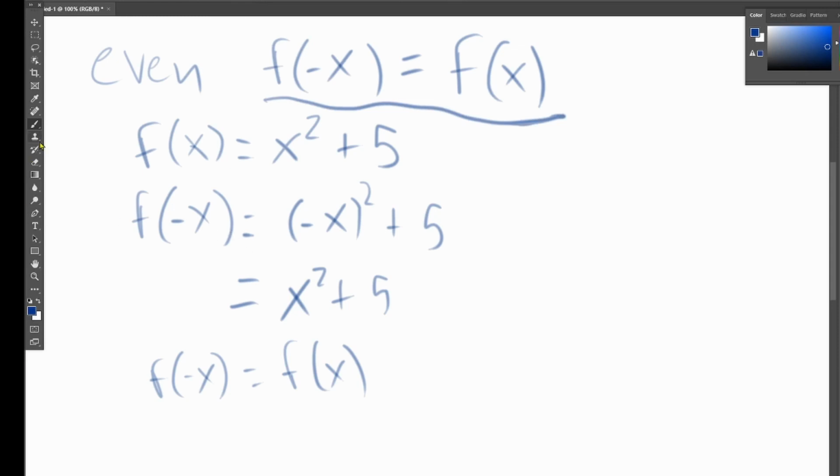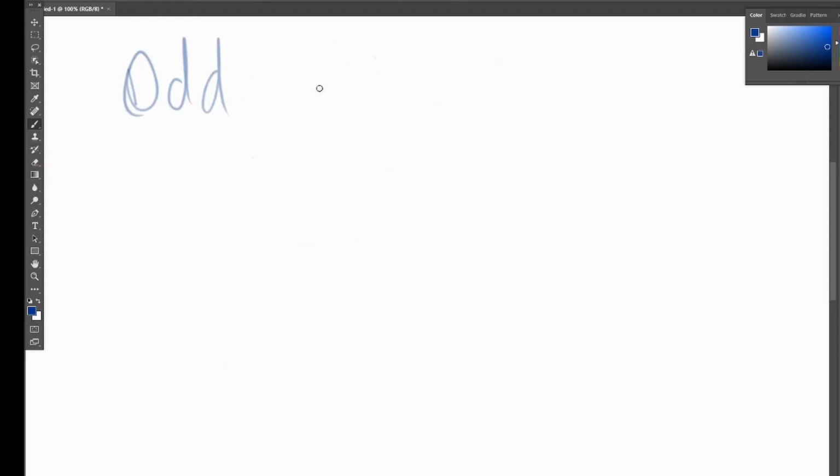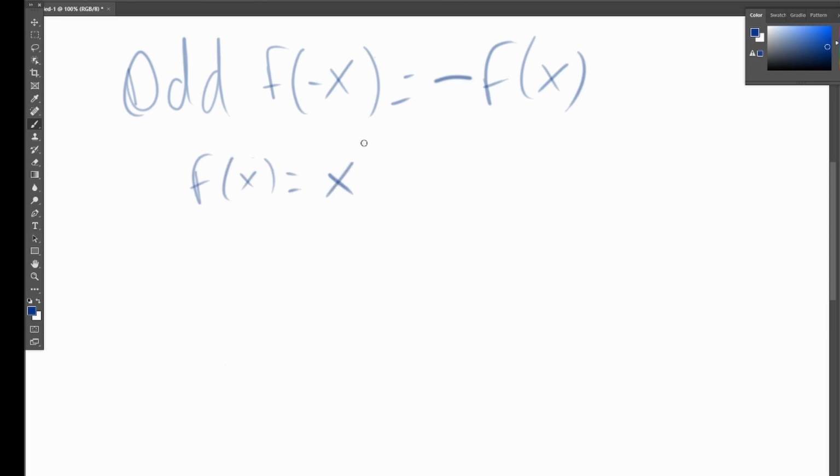So let's try an odd function. Okay, so to prove an odd function, we're doing the same thing. We're going to be replacing the variable with a negative x, but this time, instead of getting the original function, we're going to get the negative of that original function. So what does this look like? So let's say we had the function f of x equals x cubed. So what happens when we replace the x with the negative x?